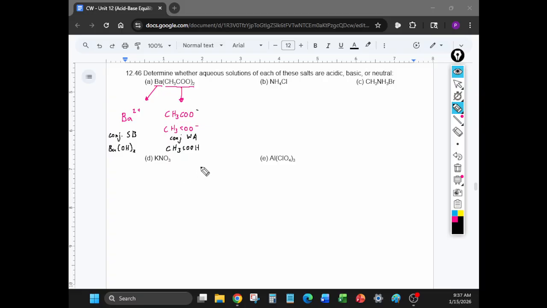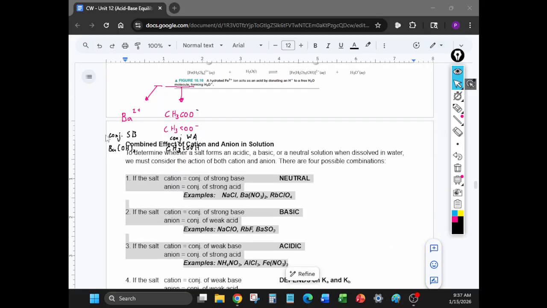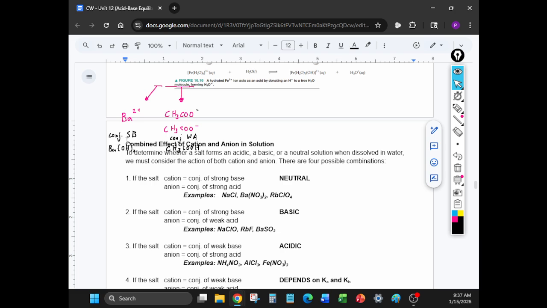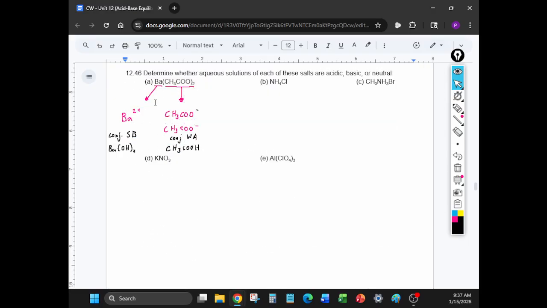So we identified this, and so what we can do is scroll up to the top right here and just compare. Barium is the conjugate of a strong base, so we're going to look for the cation, conjugate of a strong base, and the anion is the conjugate of a weak acid right here. And so this solution is going to be basic. So if we add this compound right here, it is going to make the solution basic. In other words, the pH is going to increase.